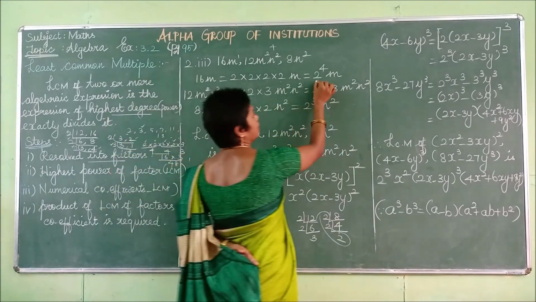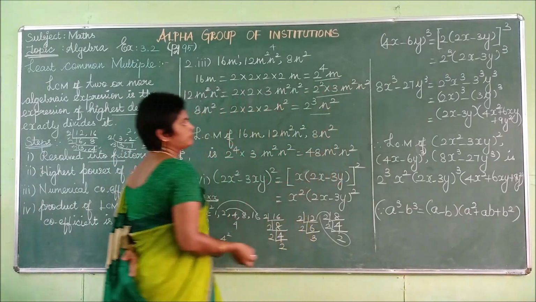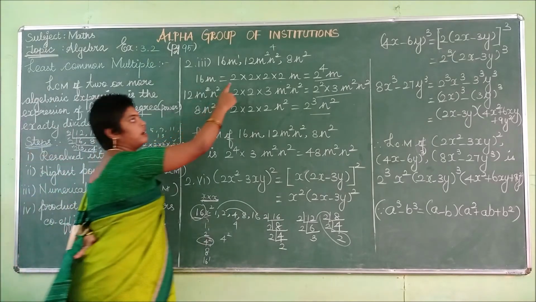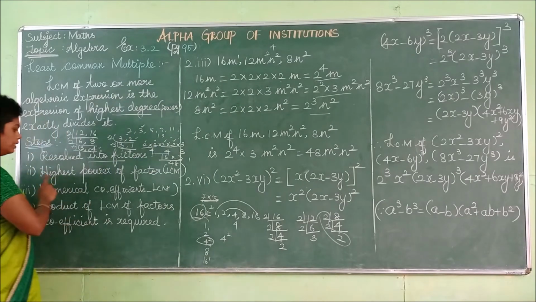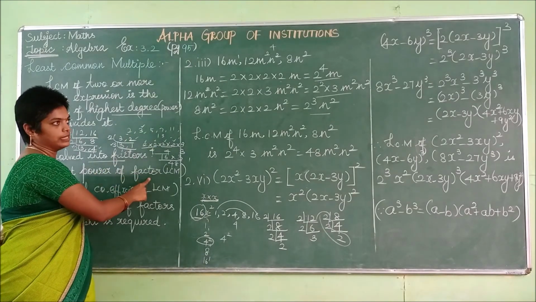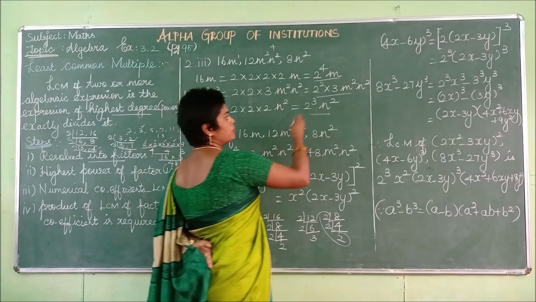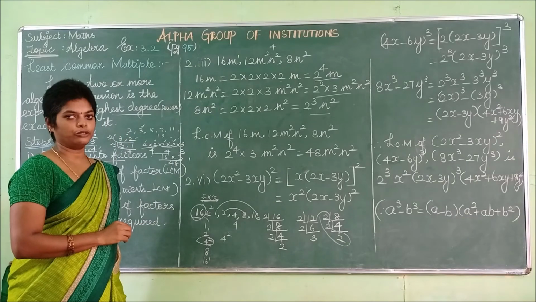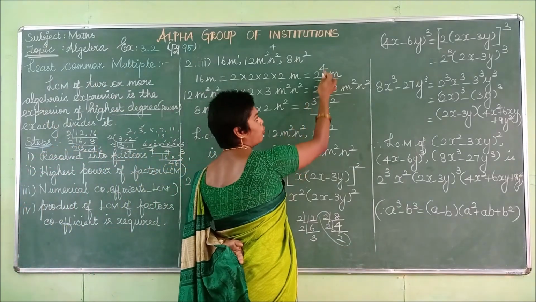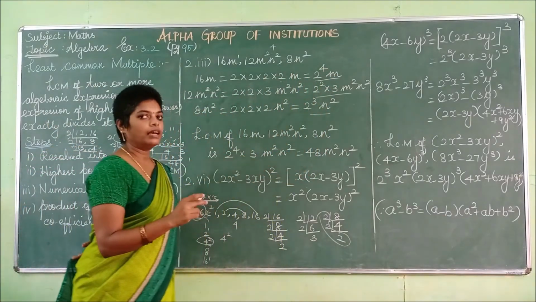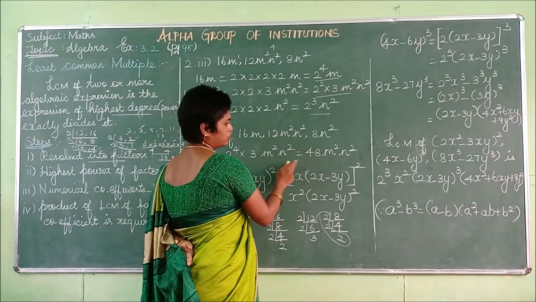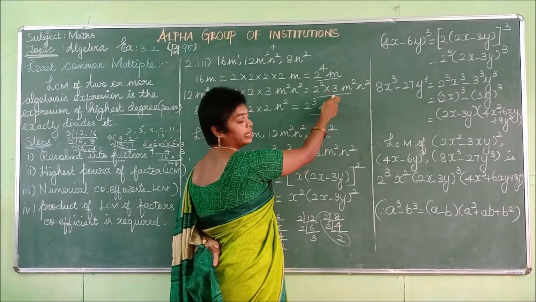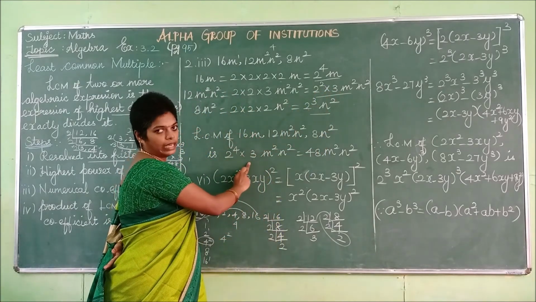Then look at each and every term. We have resolved each and every term into factors. Then the highest power of the factor is the LCM. Each and every term contains 2 power 4, 2 power 2, 2 power 3. Which one is highest? 4 only is highest. So you can write 2 power 4 first. Next, is there any 3 term? Only one 3 term. You take that 3 also.